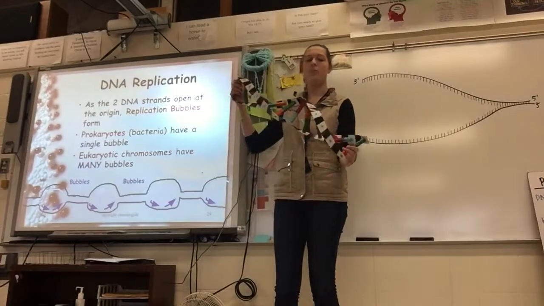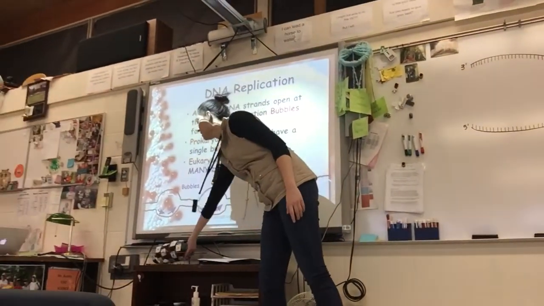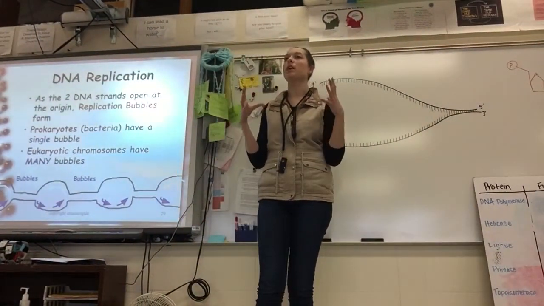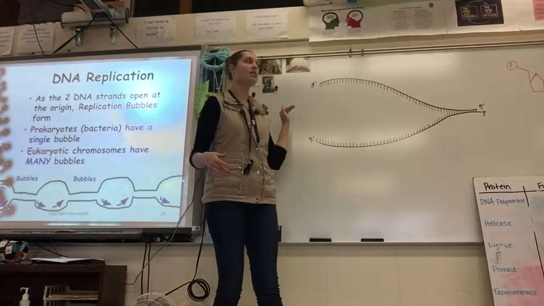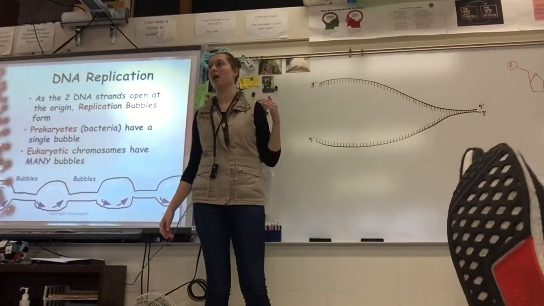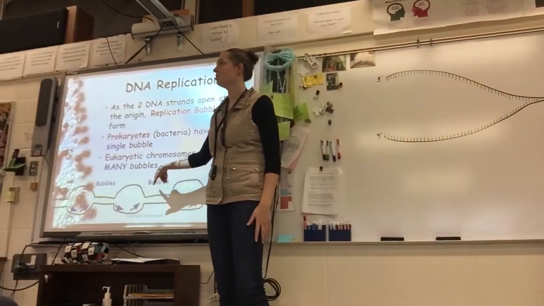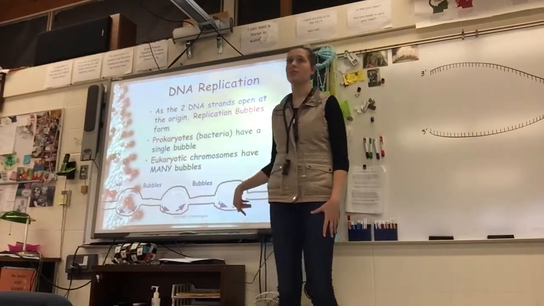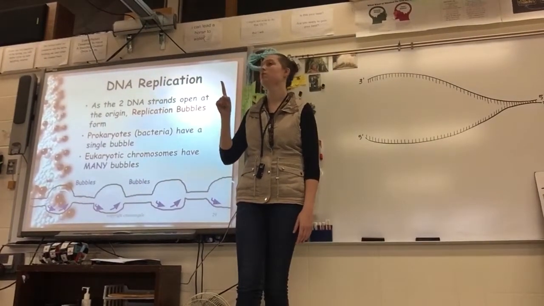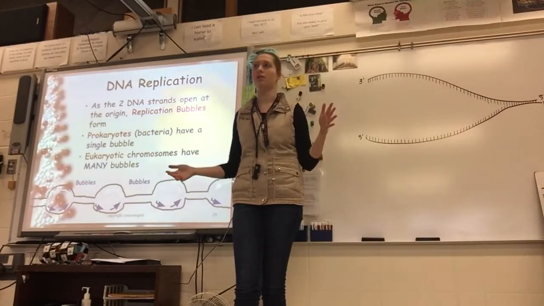So we actually have a bunch of these replication forks happening in your cells right now, all the time. And in eukaryotes, we have what we call replication bubbles. So this process of unzipping the DNA and getting it ready for replication doesn't just happen in one spot. It's happening all over the place in your DNA strand, and it makes these little bubbles where replication is happening. In prokaryotes, there's only one replication bubble. In eukaryotes, we can have a whole lot of replication bubbles happening all at once.